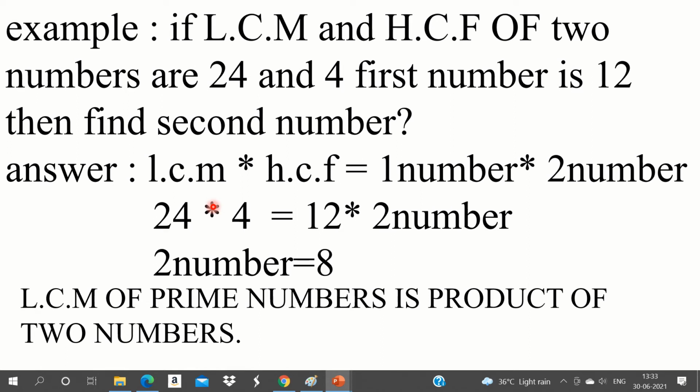LCM of prime numbers is the product of the numbers. Suppose LCM of 23 and 27 is there. 23 and 27 are the prime numbers. So simply the product of 23 and 27 became the LCM. And HCF of prime numbers is 1. Suppose 23 and 27 HCF is 1 because 1 is the only common factor between 23 and 27.